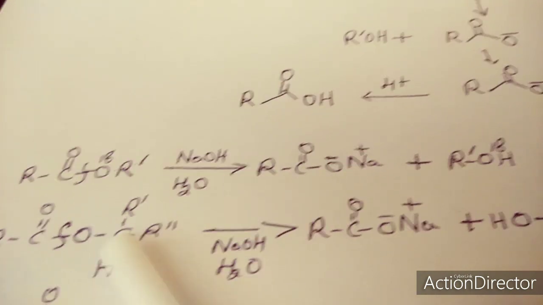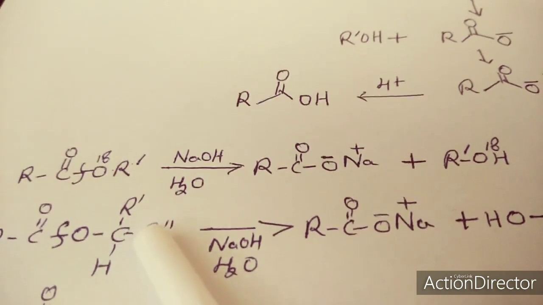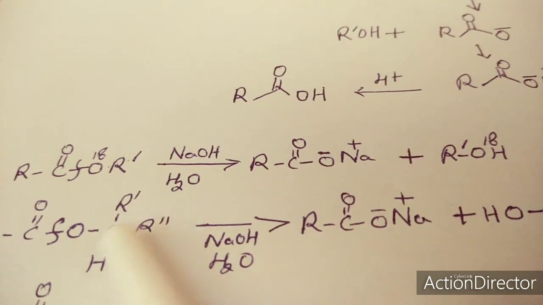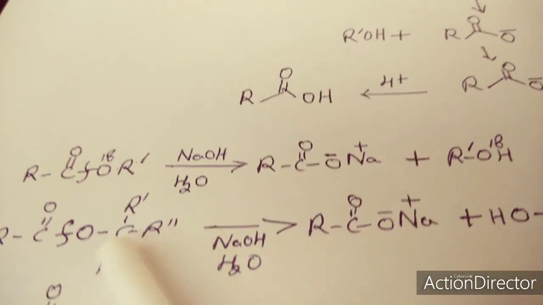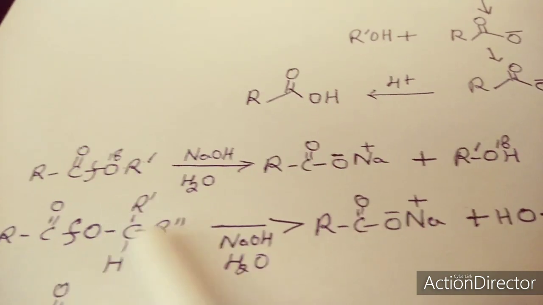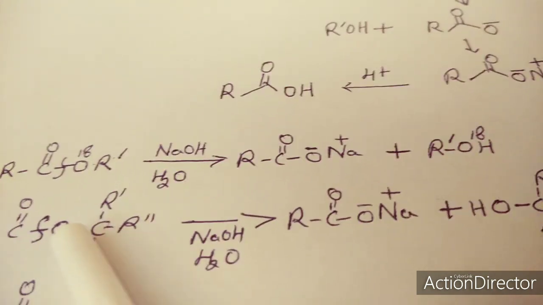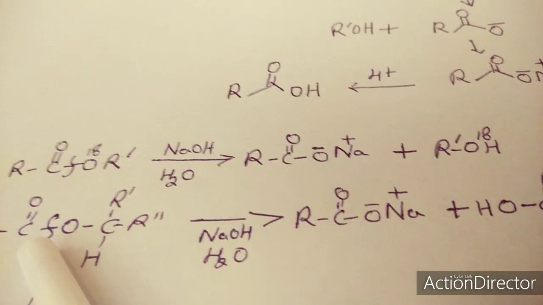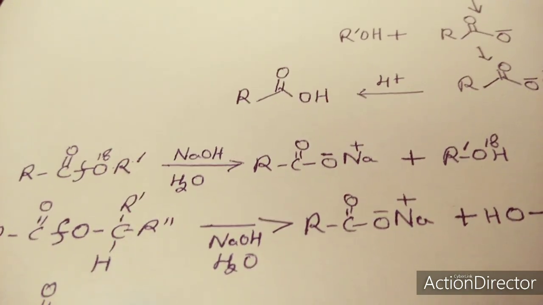Had this bond been broken, we would have got an sp2 hybridized carbon. Therefore, there would have been a change in stereochemistry. But this bond remains intact. Therefore, the stereochemistry also remains the same, because it is the bond between this oxygen and this acyl carbon that has broken. So this is therefore BAC2.